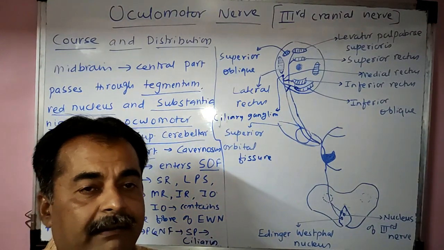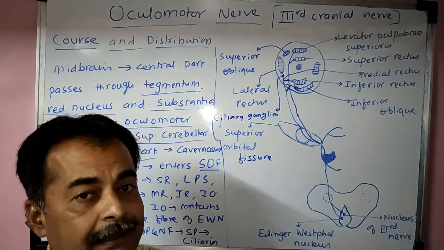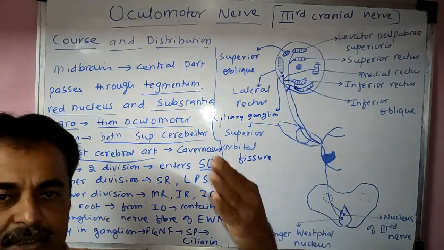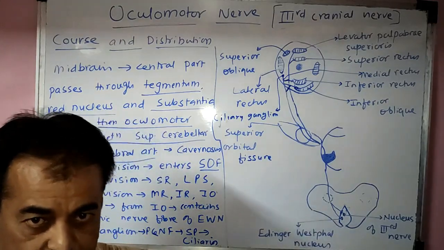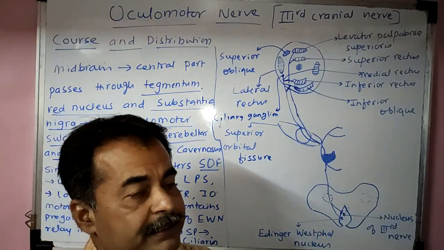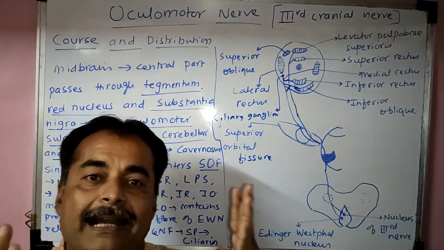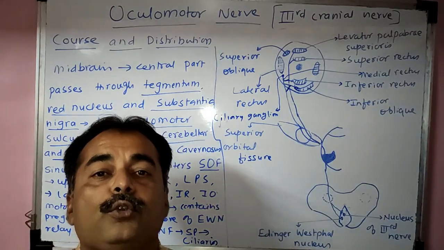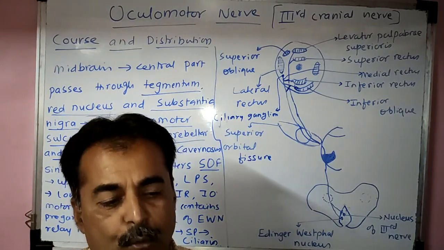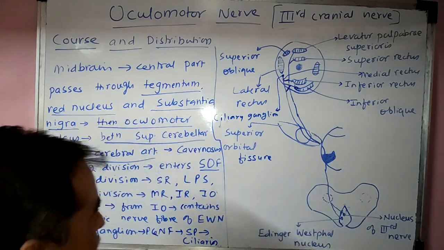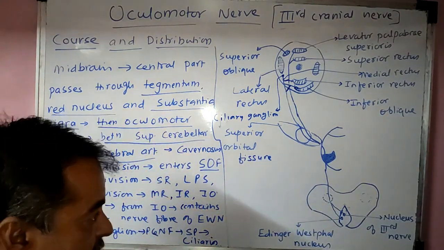And the basilar artery, as we had seen in the blood supply of the brain, the circle of Willis, forms by the union of two vertebral arteries. So two vertebral arteries go to form the basilar artery.